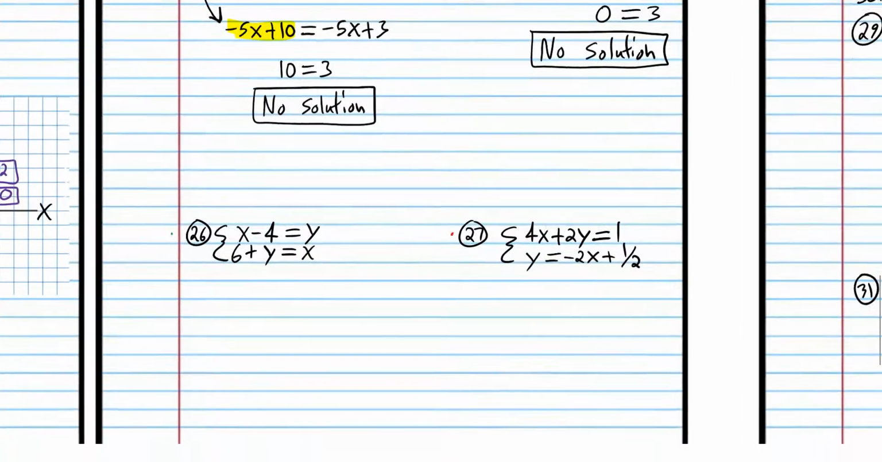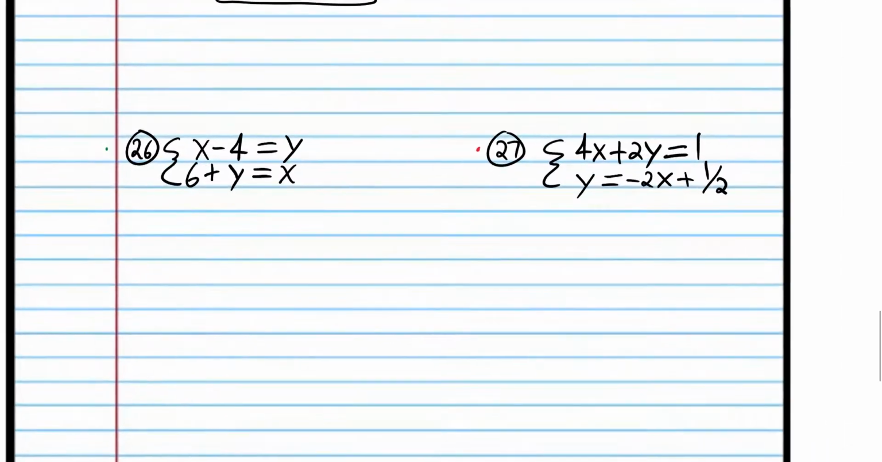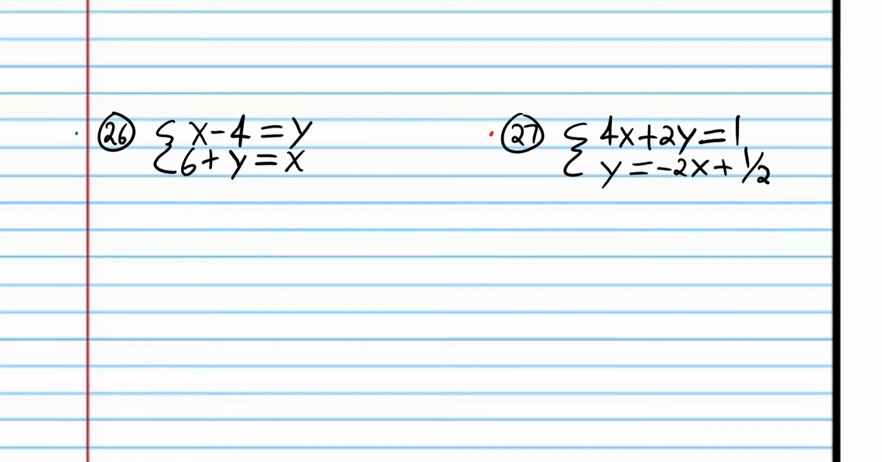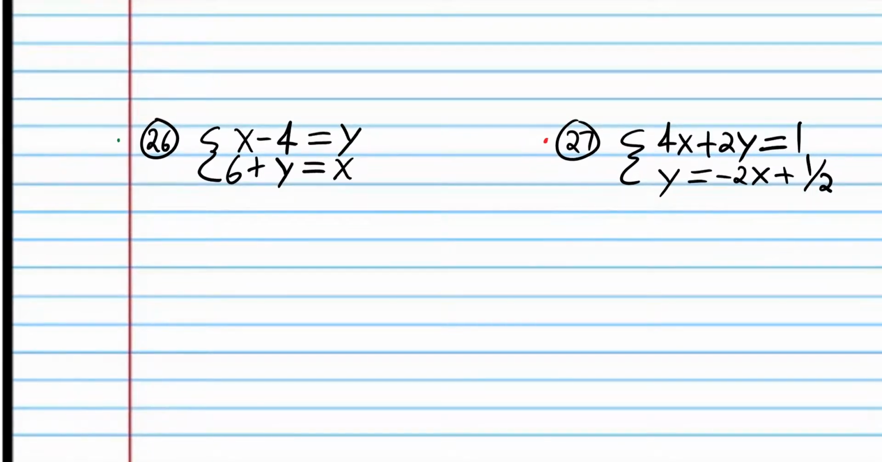So number 26, it looks like you're going to use substitution because you have an equation where a variable is isolated. But be aware, you have a second equation where a variable is also isolated. So the big question is, what equation do you use? Well, you can use either one. It doesn't matter. Don't get confused by that. Just use either one. So I'm going to use the first equation. So if you want to follow along with me, you can do it that way.